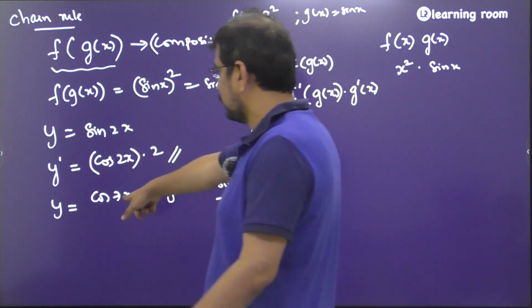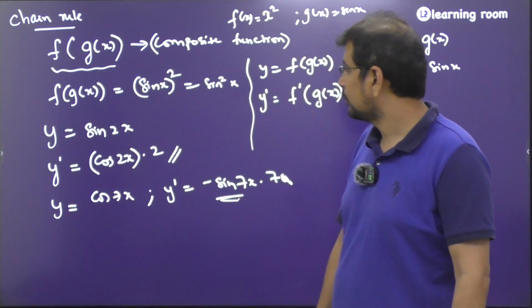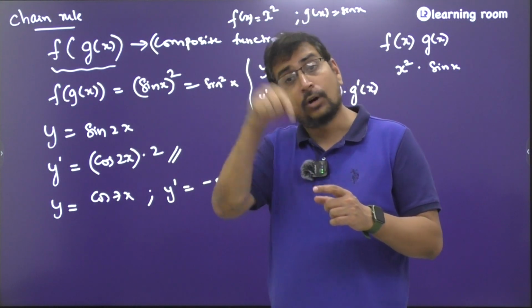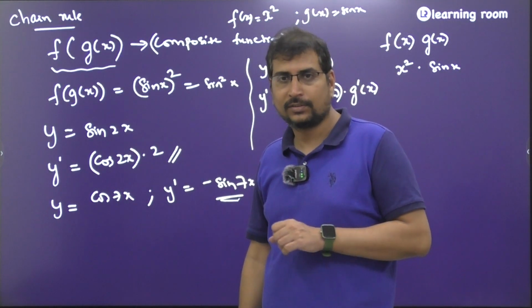For which one? This one. You cannot do that because it is not cos x into 7x. It is cos of 7x. There is a difference.